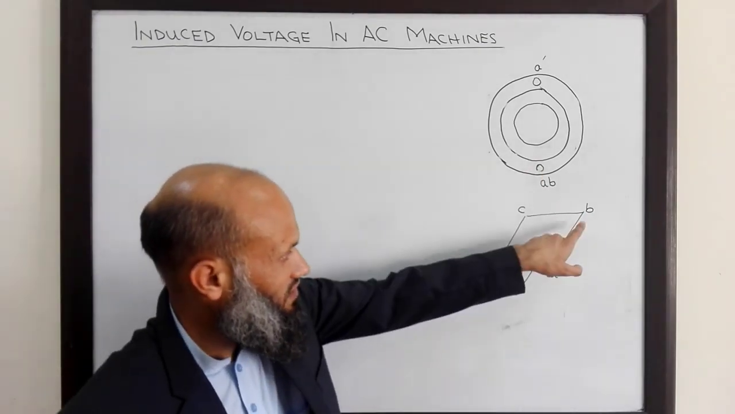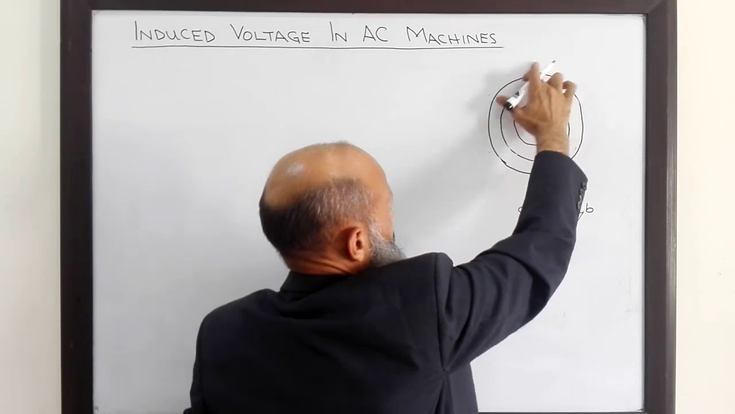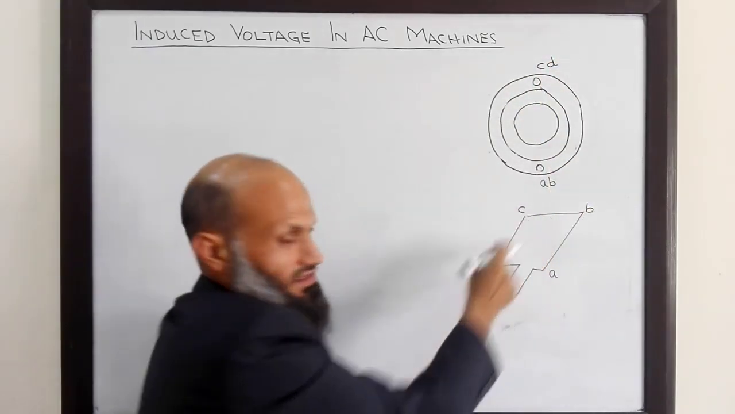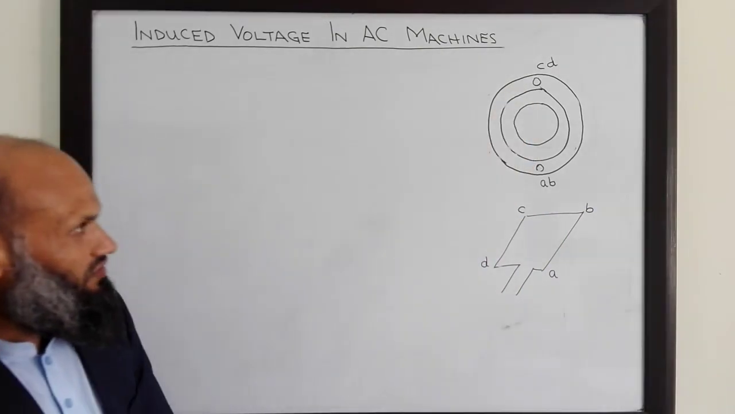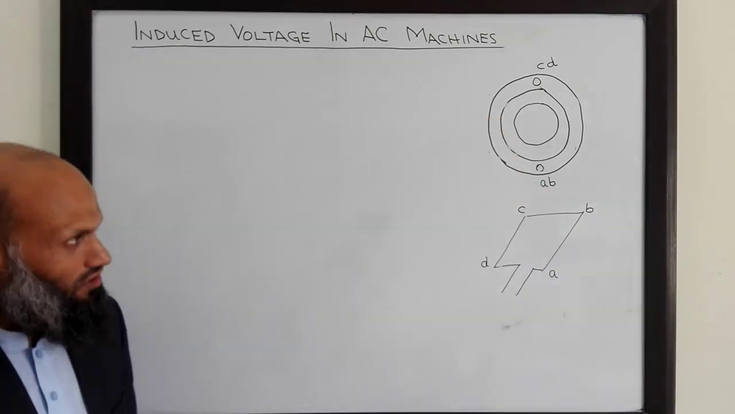So this is side AB. This side CD is over here. Let's use the same names. This side is not visible in this diagram, that is, it is at the back end of this diagram. And this front conductor is also not shown over here.